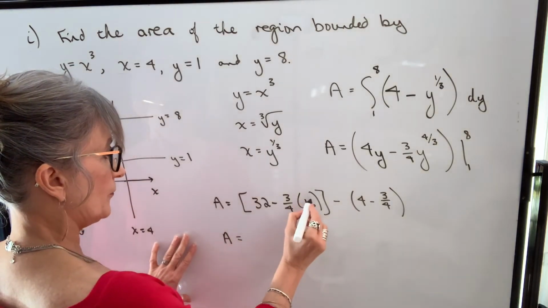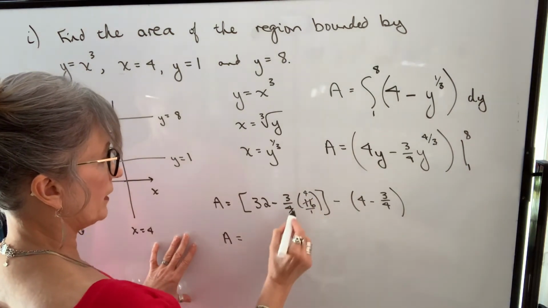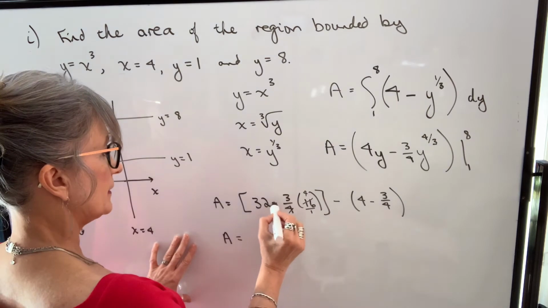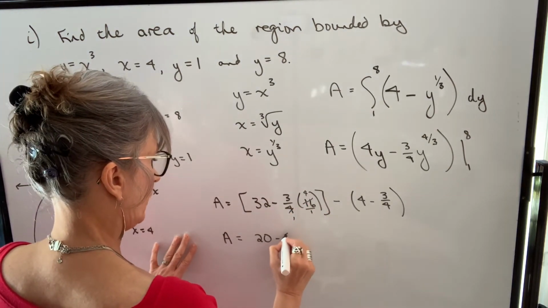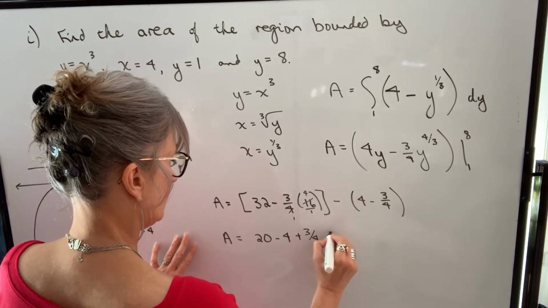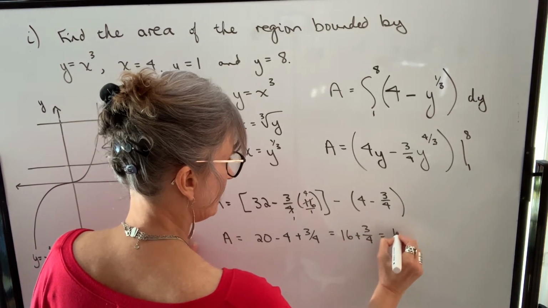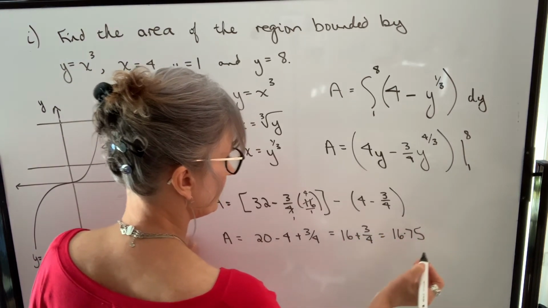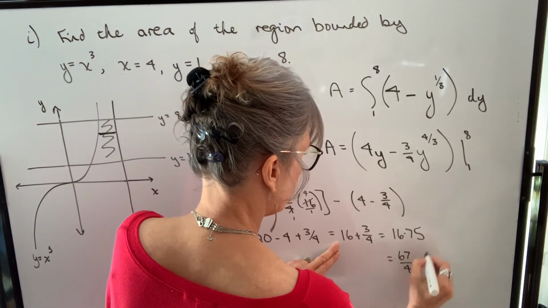This would simplify, the 4 would cancel. It's like 16 over 1, so the 4 would cancel, and this would become 12, so 32 minus 12 would be 20. Minus 4, minus minus gives me plus 3/4. So that would be 16 plus 3/4, which would be 16.75.